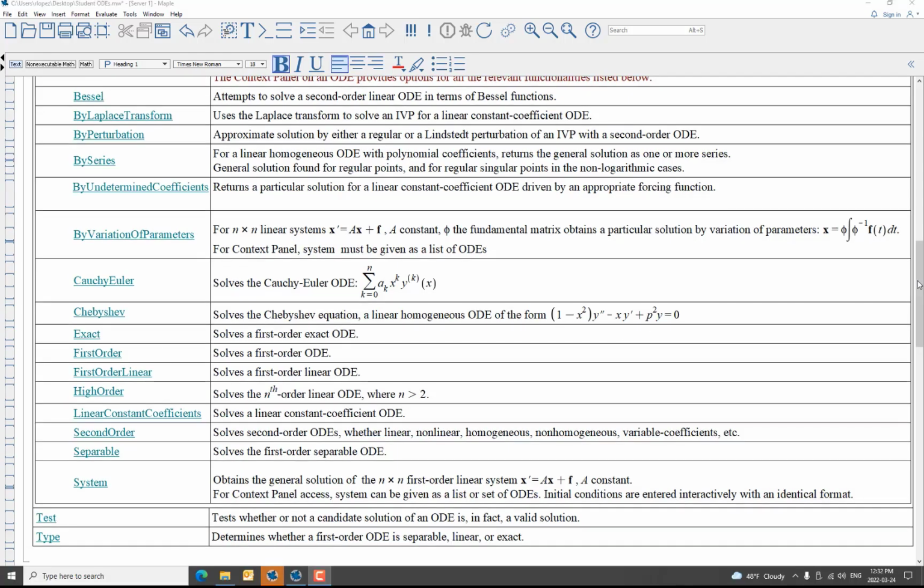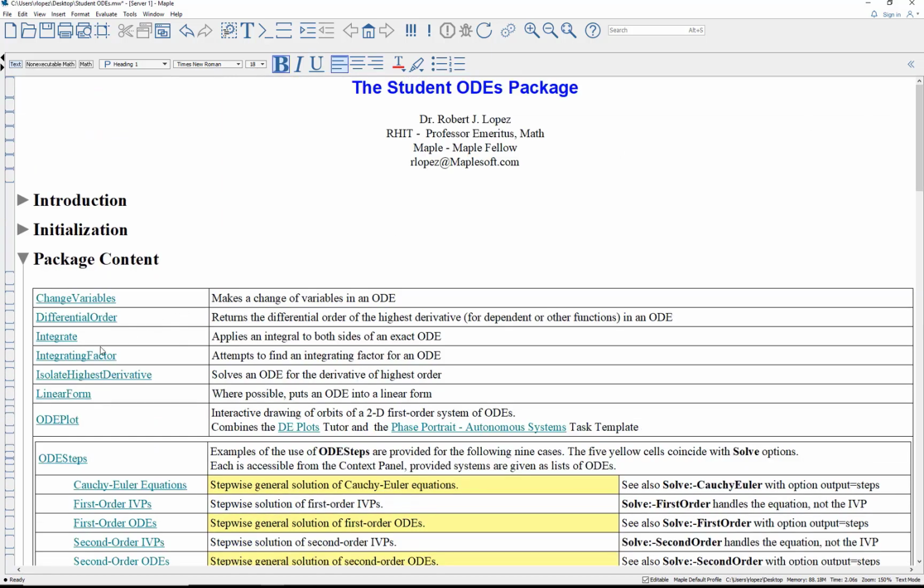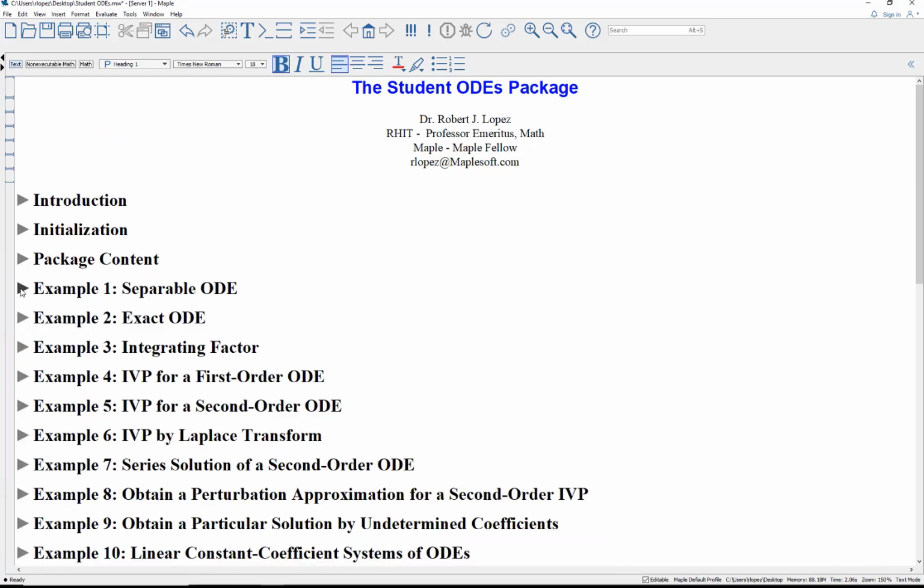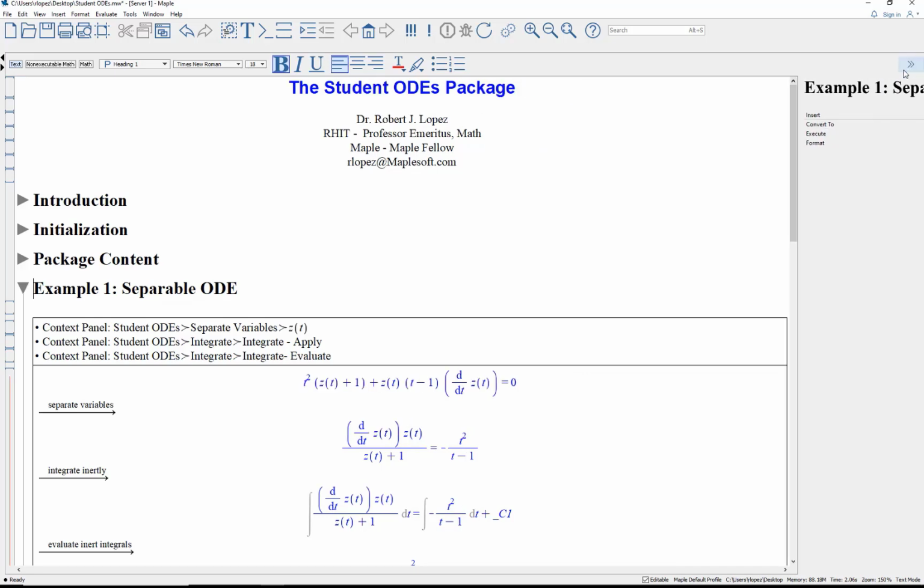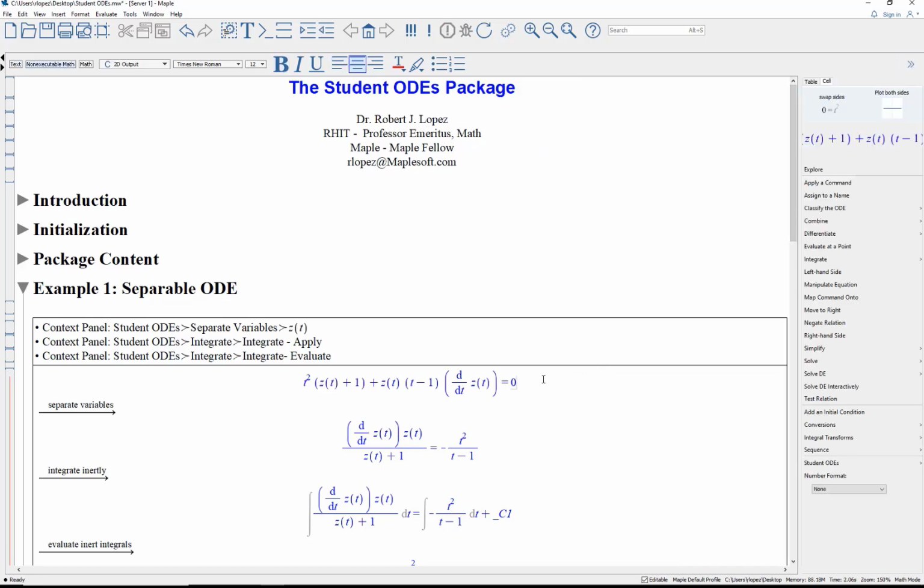I've got some 14 examples that I've prepared. I'll see how many of these I can take you through. The first one, separable ODE. And we're going to be working with the context panel, so I think I'm going to just leave it open. Here's a differential equation. Notice the stage directions. Student ODEs. Separate variables in Z. It gives you this line.